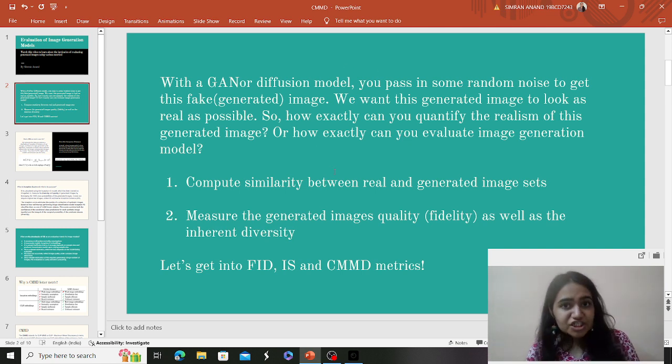And when I talk about image generation models, there's also a category of models which have come and gained momentum, which is called text to image generation models. I hope you have heard of that. The CLIP model is one such model, right?